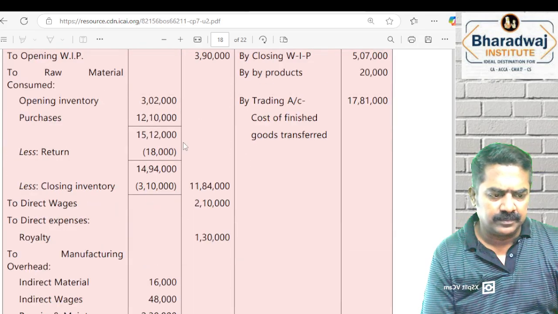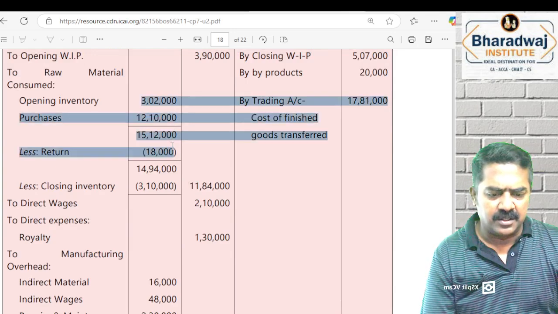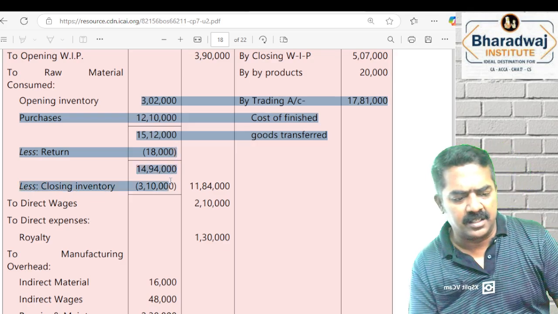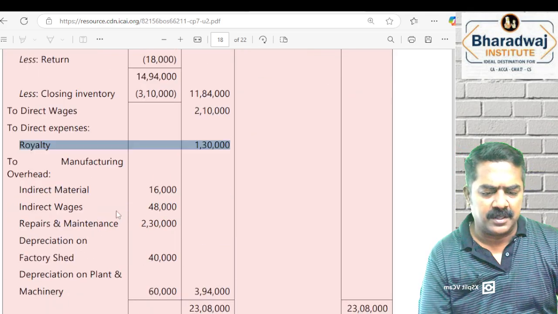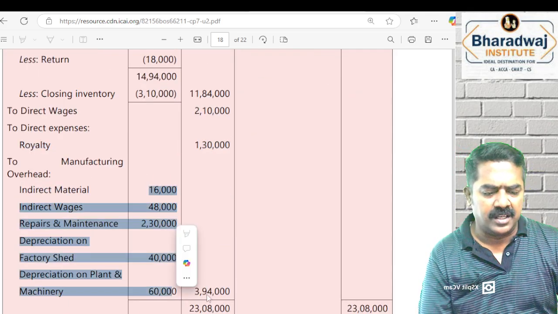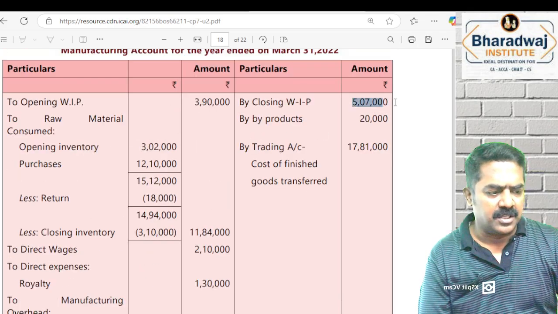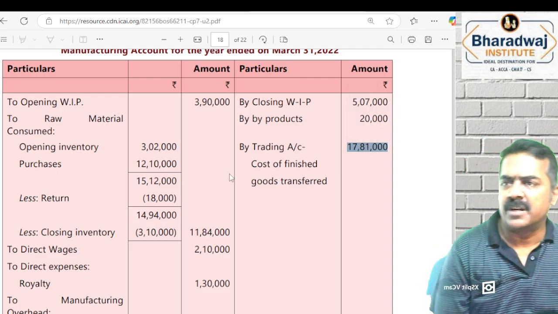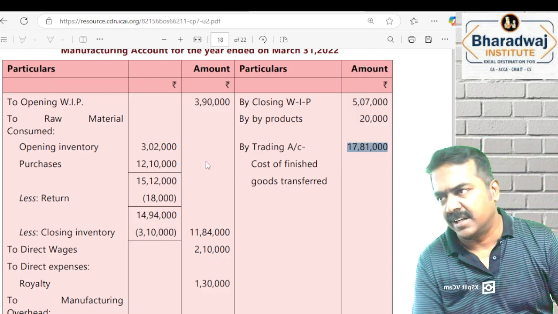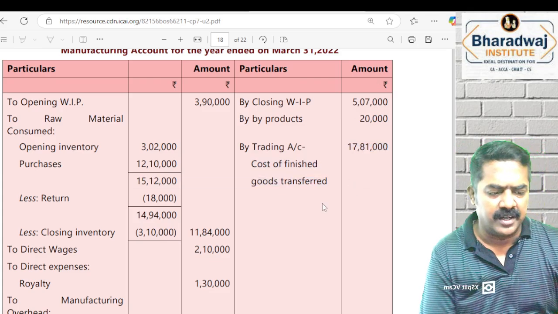Then opening stock plus purchases minus closing stock, and adjusting returns, you get raw material consumed. Charge wages, expenses, and all the other indirect expenses. Then closing stock of WIP, and by-products at selling price. As a balancing figure, we get which one? Cost of goods manufactured. Transfer to which account? Trading account. It will be transferred to trading account.